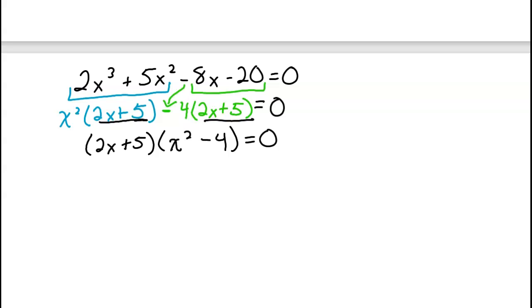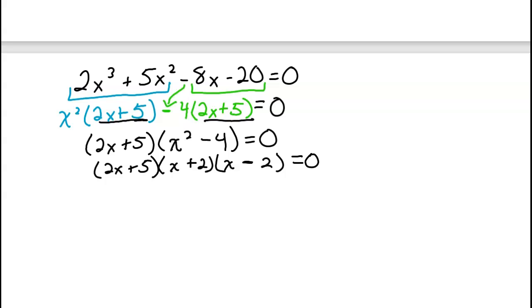Now I can also factor this x squared minus 4. This is what we call a difference of squares. I can take the square root of x squared, and that's an x. And I can take the square root of 4, which is 2. And wherever I have the difference of squares, that means I'm going to have a positive and a negative. Now, I didn't really have to do that in order to solve, but it's nice to have it completely factored first.